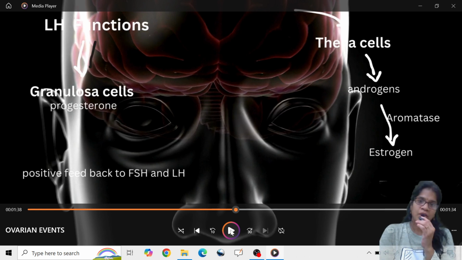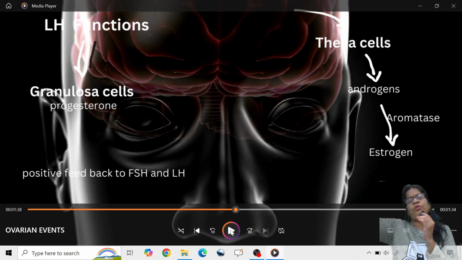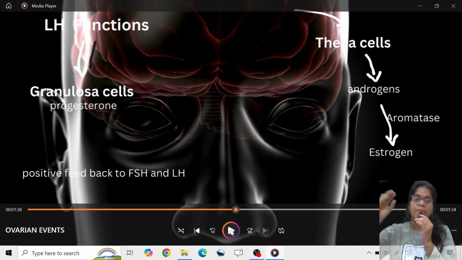So what I can say is, in the first half of your menstrual cycle, I'm talking about 0 to 14 days, there will be a high amount of luteinizing hormone, there will be a high amount of estrogen, and also a lower or little amount of progesterone, because luteinizing hormone is acting upon the granulosa cells for producing your progesterone, right? These are the main important functions of your luteinizing hormone.